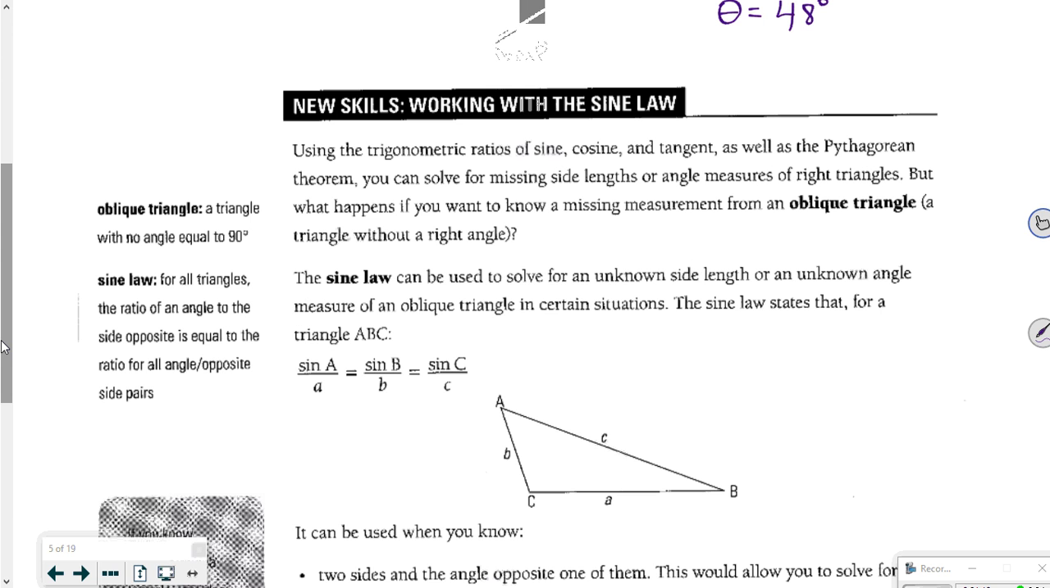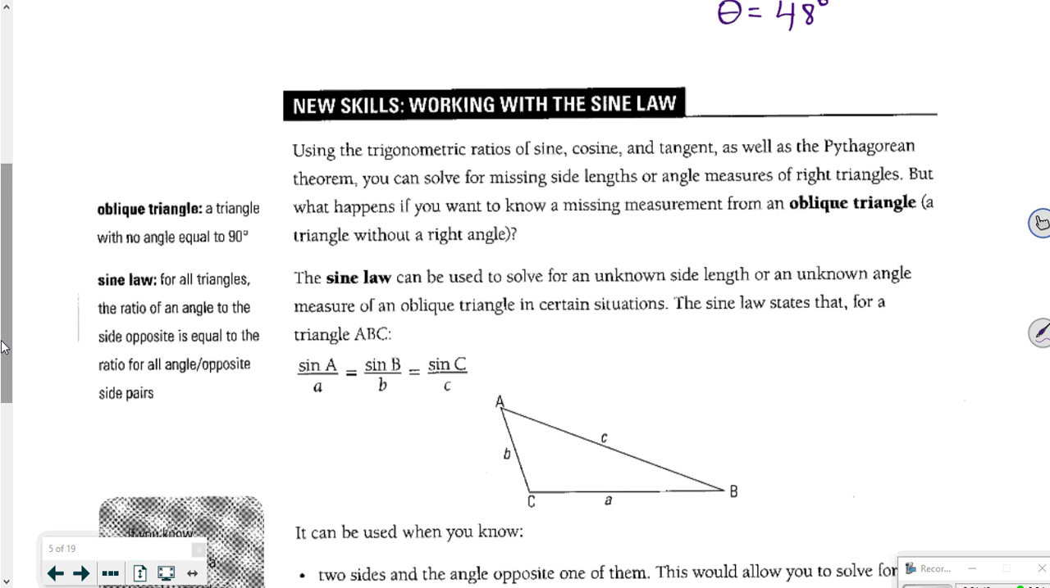Okay, so this part of the notes says: using the trigonometric ratios of sine, cosine, and tangent, as well as the Pythagorean theorem, you can solve for missing side lengths or angles of right triangles. But what happens if you want to know a missing measurement from an oblique triangle, a triangle without a right angle? The sine law can be used to solve for an unknown side length or an unknown angle measure of an oblique triangle in certain situations. The sine law states that for a triangle ABC, sine of A over side A equals sine of B over side B equals sine of C over side C.